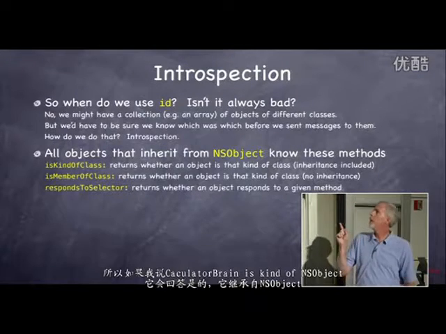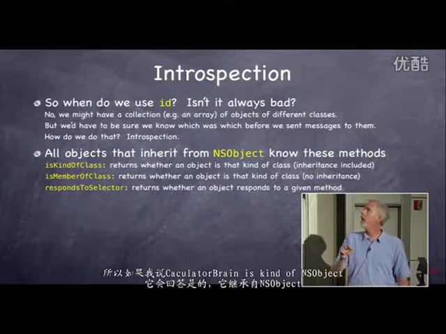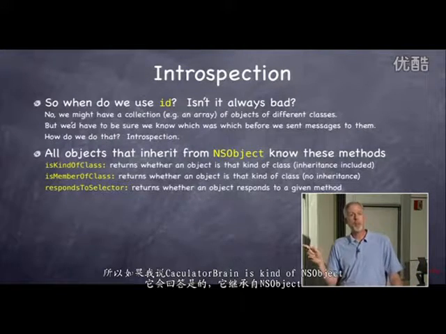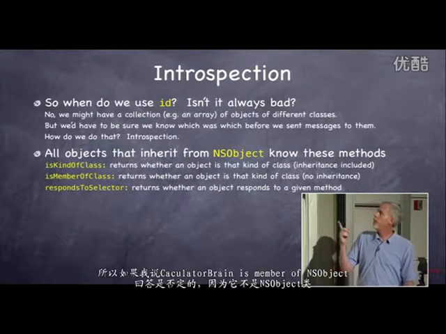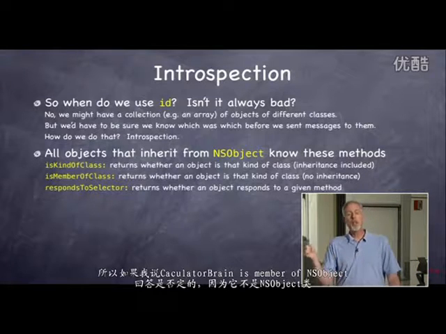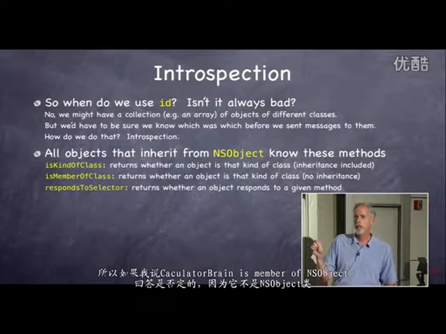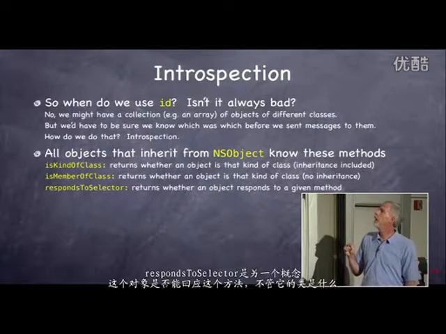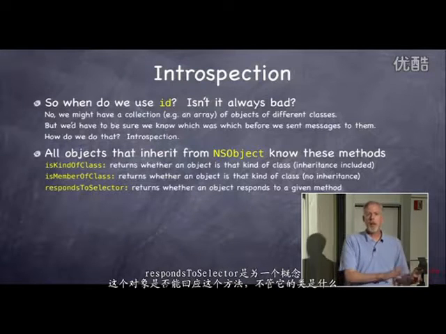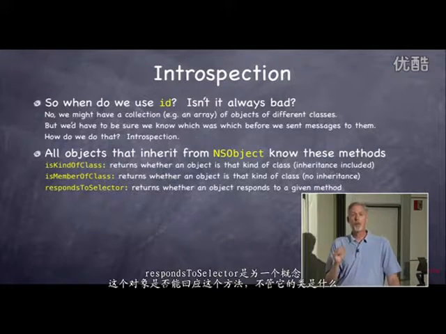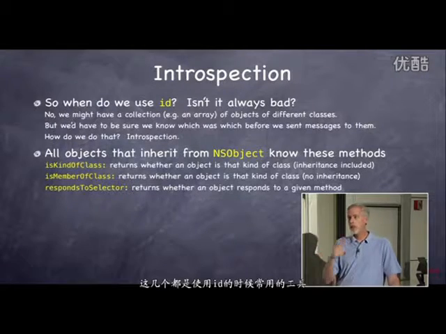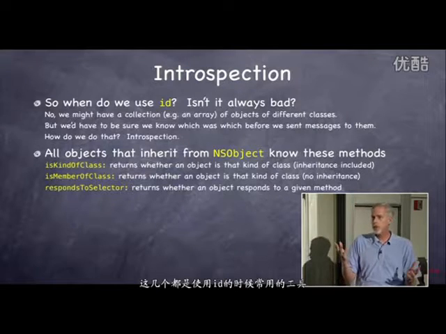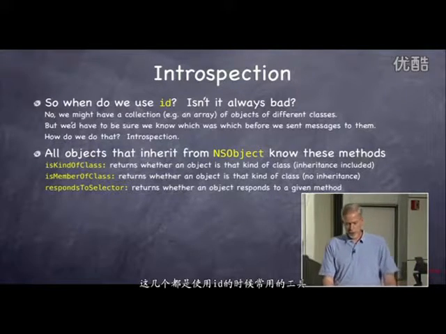So if I said, is this calculator brain a kind of class NSObject? It would say yes, because a calculator brain inherits from NSObject. But if I said calculator brain isMemberOfClass NSObject, no, because calculator brain is a member of the class CalculatorBrain, not NSObject. And then respondsToSelector, a little bit different animal. That is, does this object respond to this method, regardless of what its class is? Both of these are useful tools in your bag of tricks to work with id.